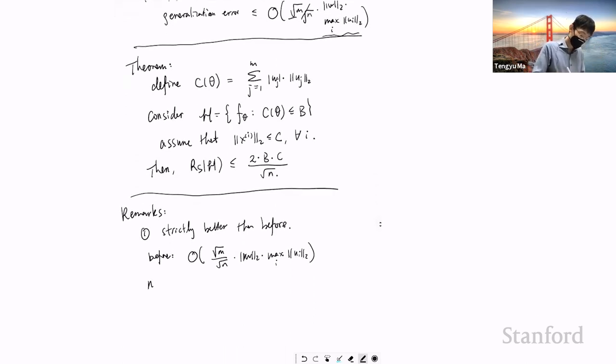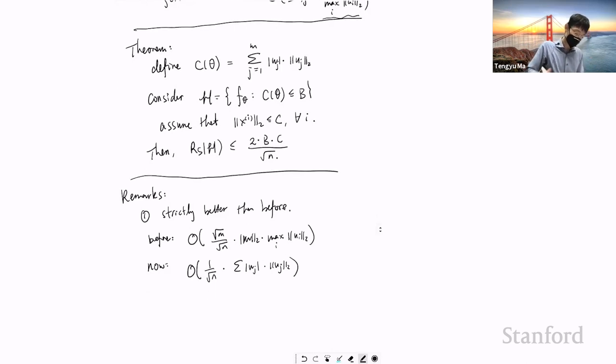And now you can basically think of this new bound as big O of 1 over square root n times B. What is the capital B? The capital B is basically the sum of wj times the 2 norm of uj. So basically, the way I'm comparing them is that I'm comparing these two quantities. And I claim that the second quantity is strictly smaller than the first quantity.